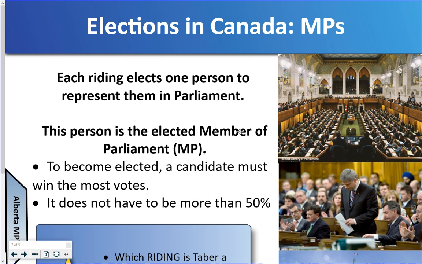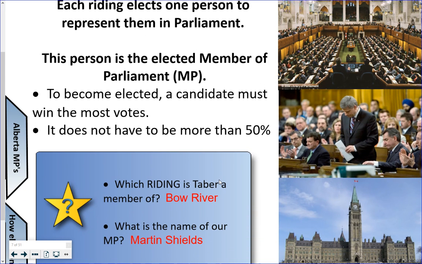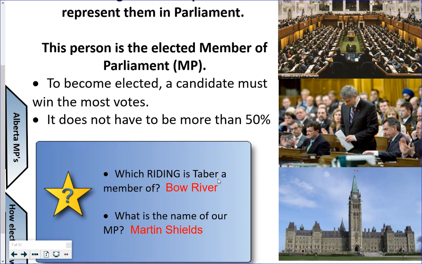All right, each riding or constituency elects one person to represent them in Parliament, and that person is known as the MP, the Member of Parliament. To become elected from a riding, a candidate must win the most votes. They don't have to have more than 50% of the votes. They just have to have one more vote than anybody else in the contest. Okay, so you can basically win by one vote, 10,000 votes, etc.